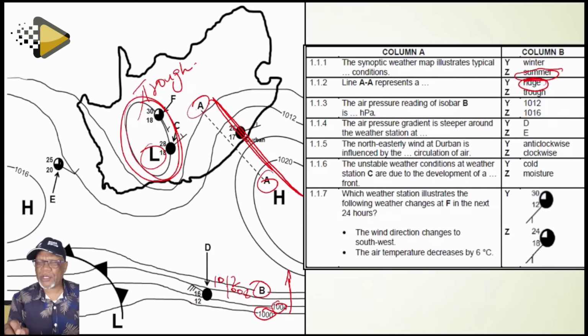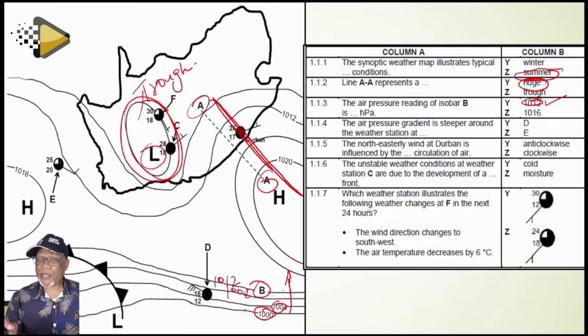So now the question is the air pressure reading of isobar B. Here is the isobar B. The pressure is increasing northwards, towards the H there. So as you do the calculation, you say this one is 1000, this one is 1004, which means this one will be 1008. Then when you add 4 to 1008, it is going to be 1012. So the correct answer there will be 1012, which is a Y.